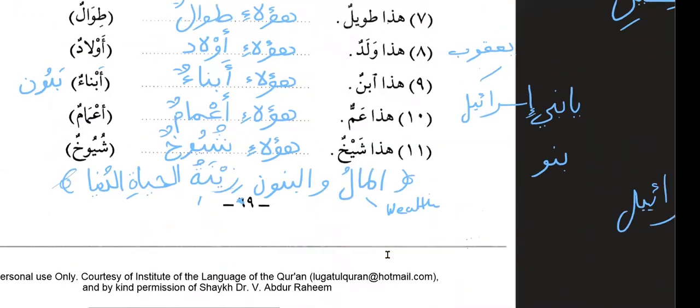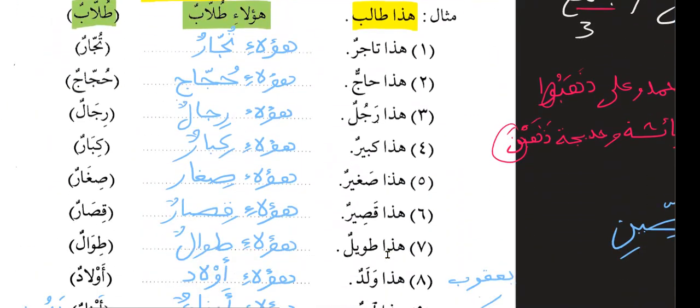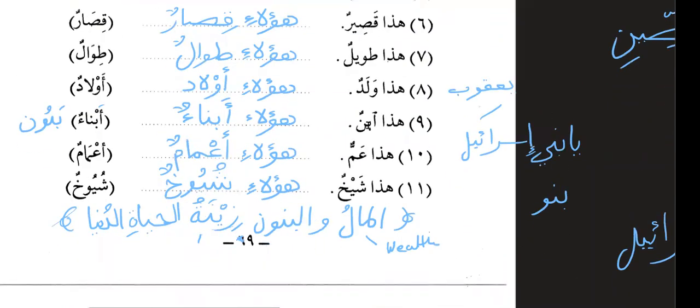طيب نقول: هذا تاجر هؤلاء تجار. هذا حاج هؤلاء حجاج. هذا رجل هؤلاء رجال. هذا كبير هؤلاء كبار. هذا صغير هؤلاء صغار. هذا قصير هؤلاء قصار. هذا طويل هؤلاء طوال. هذا ولد هؤلاء أولاد. هذا ابن هؤلاء أبناء. هذا عم هؤلاء أعمام. هذا شيخ هؤلاء شيوخ.